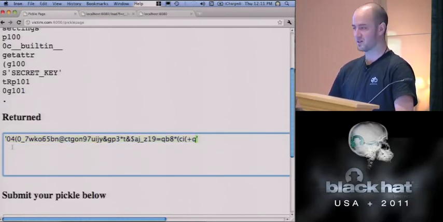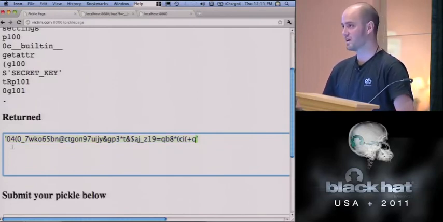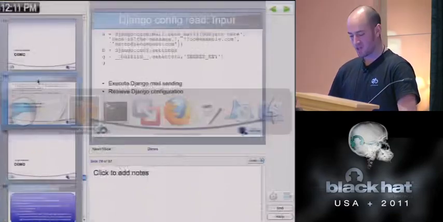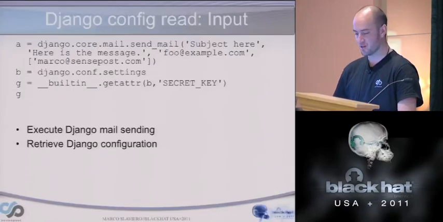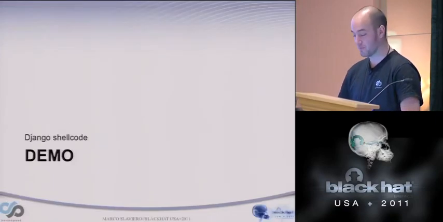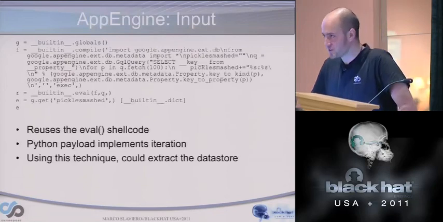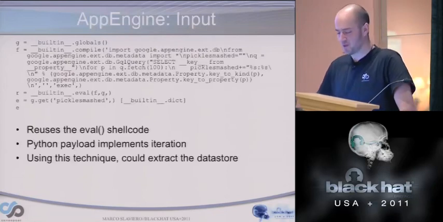But it doesn't just have to be about this. You can also query the databases and so on. So let's have a look at one example of that. My example is not going to be in Django, though. The example is going to be in Google App Engine. So in Google App Engine, it's also another Python web development framework.